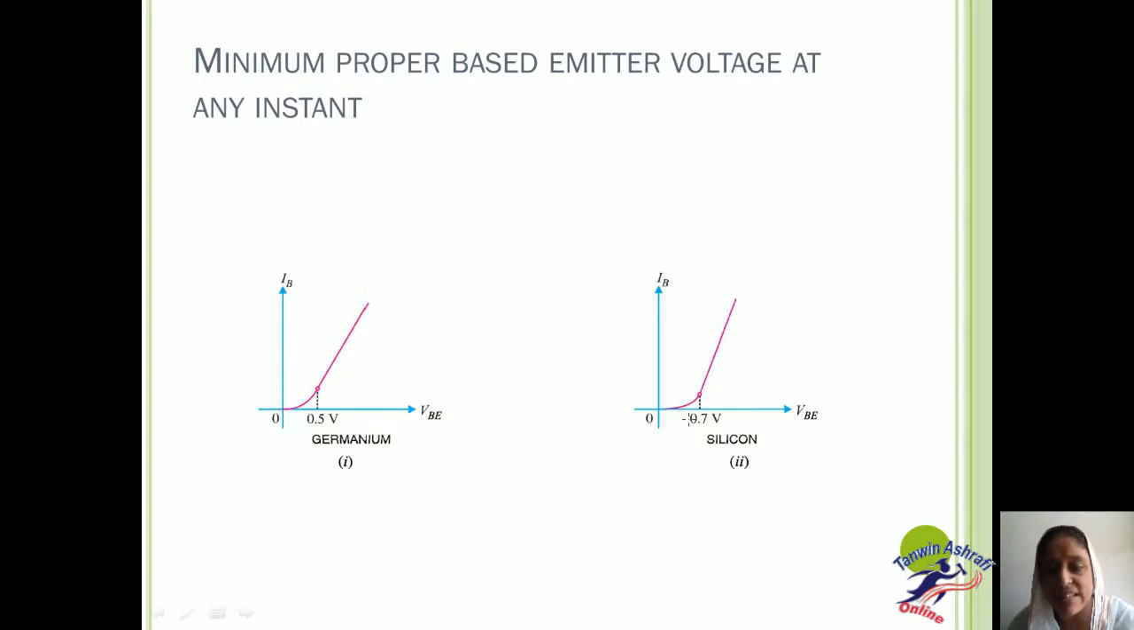Therefore, if the base emitter voltage falls below this value, that is less than 0.5 or less than 0.7, we will get unfaithful amplification during this part.